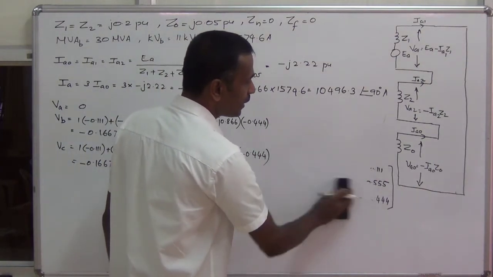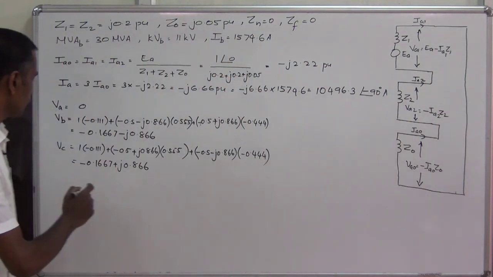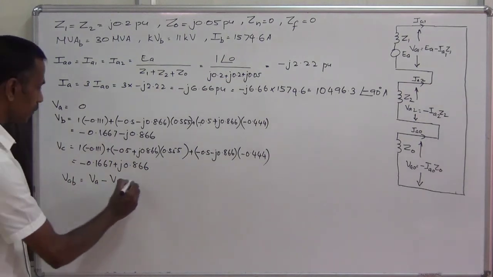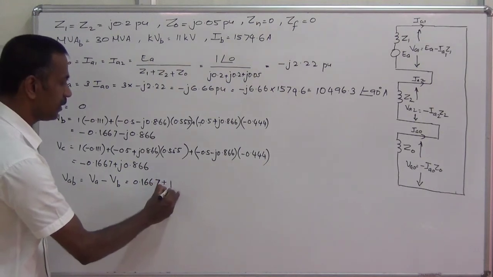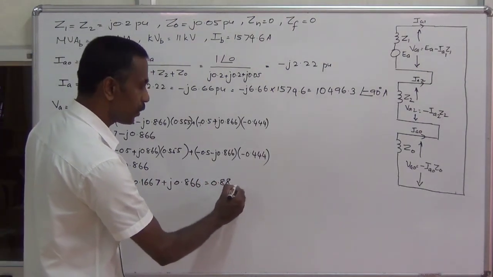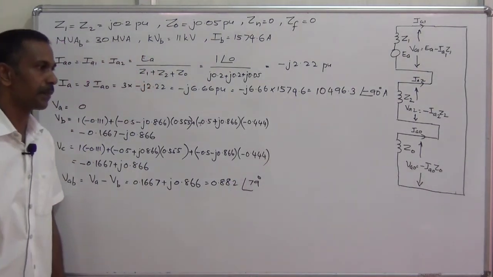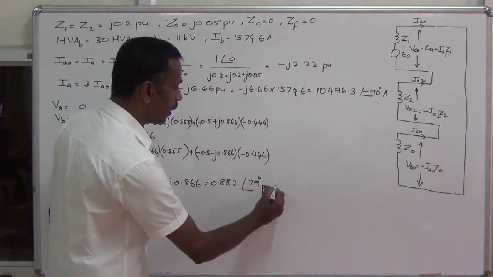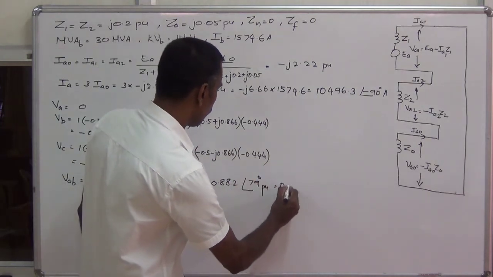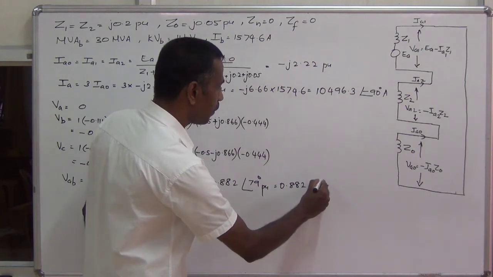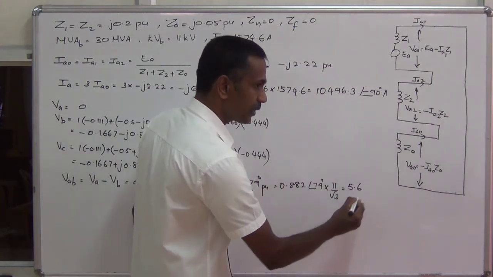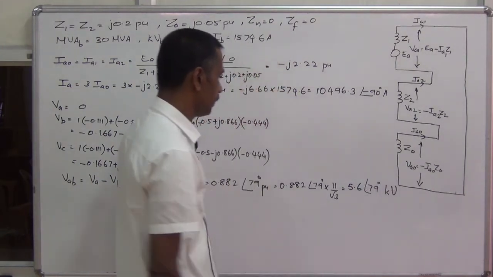because we need to find out the line voltages VAB, VBC and VCA. VAB equals VA minus VB and this is equal to 0.1667 plus j0.866. In the polar form this is equal to 0.882 angle 79 degrees. This is in per unit quantity. In order to get the actual quantity, we have to multiply the per unit voltage by base phase voltage. This is equal to 0.882 angle 79 into our base phase voltage, 11 by root 3, and this is equal to 5.6 angle 79 kilovolt. This is our VAB.